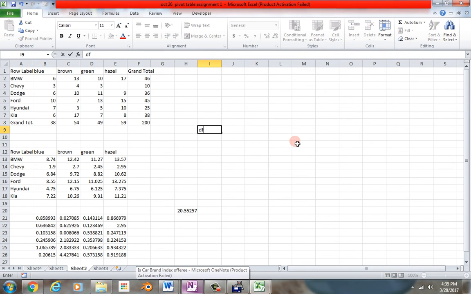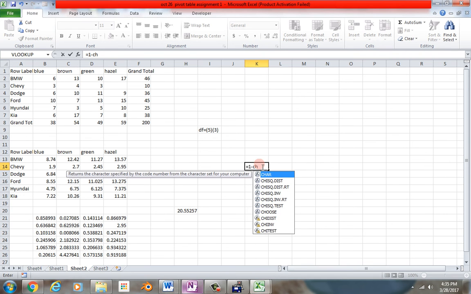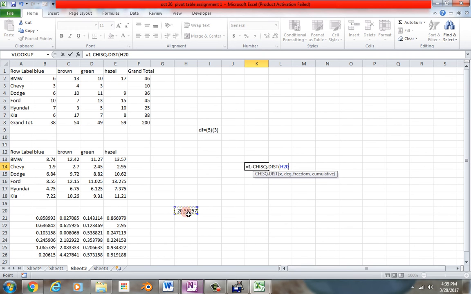So our degrees of freedom here is equal to 1, 2, 3, 4, 5, 6 car brands, 6 minus 1, which is 5. And then 1, 2, 3, 4 eye colors, 4 minus 1 is 3. So 15 degrees of freedom. So here we're going to say equals 1 minus chi squared dist, there he is, this guy, comma 15, comma 1. So we get a p-value of 0.15.